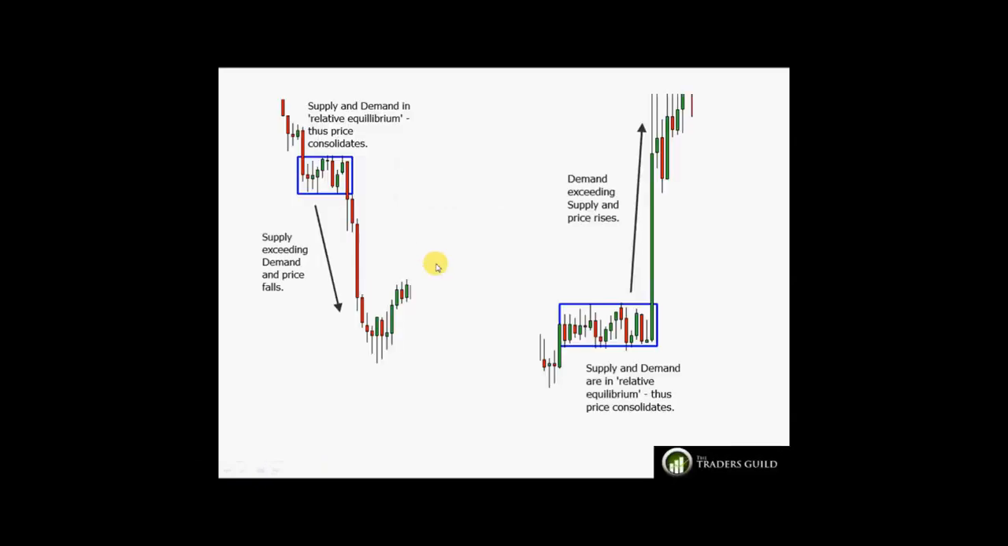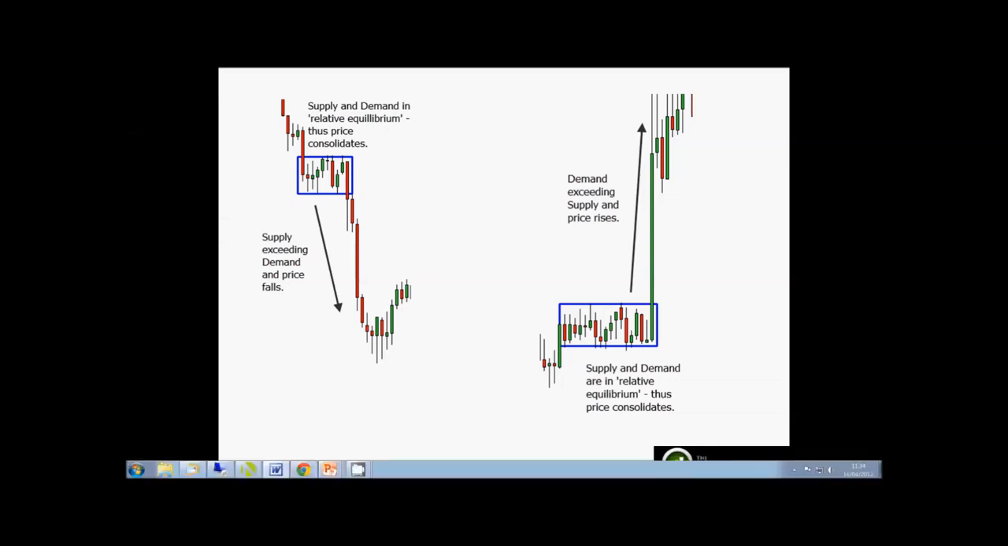So that's an overview of what supply and demand is. It's very basic economics, I meant to say. So now we're moving on to looking at supply and demand on a chart.